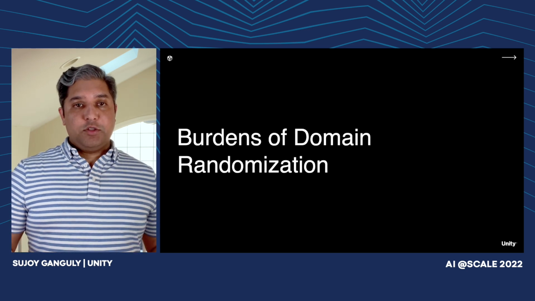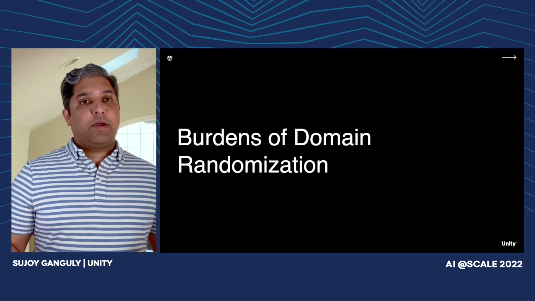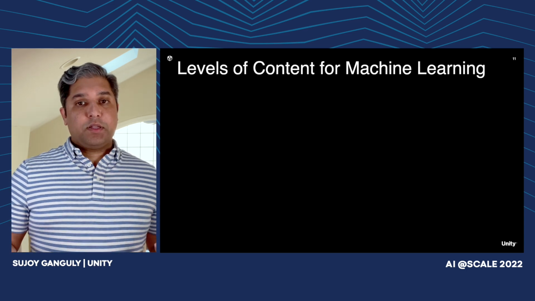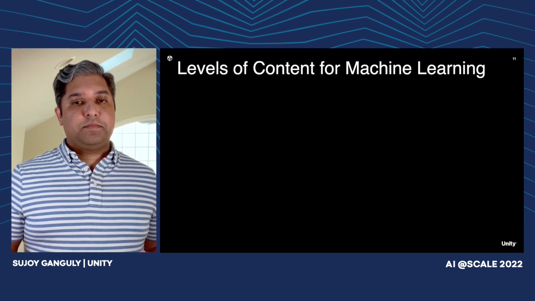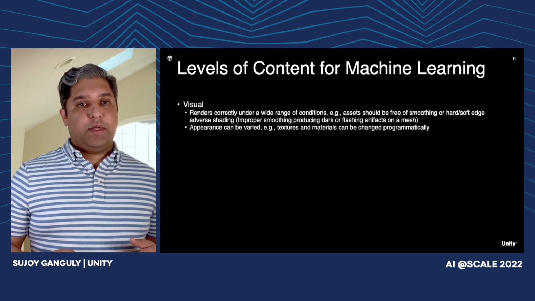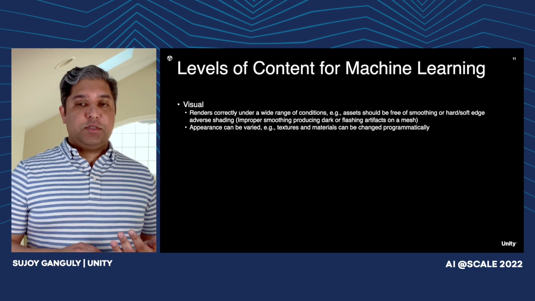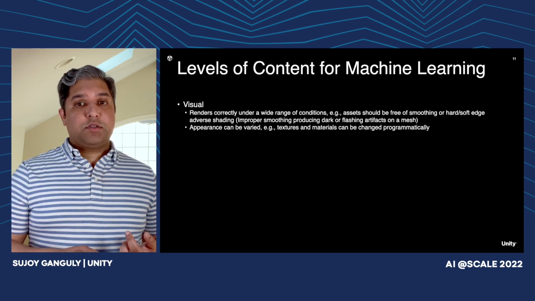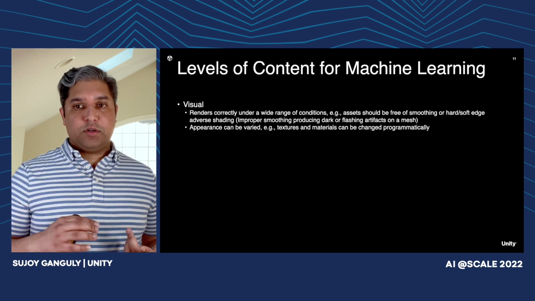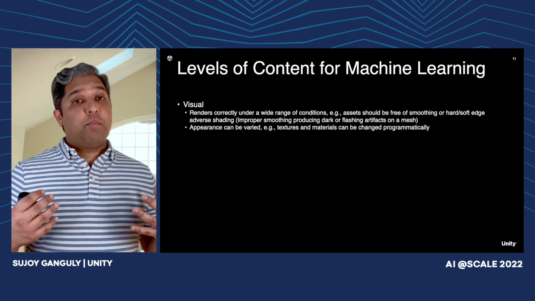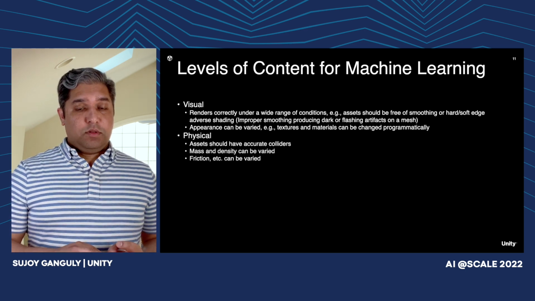Therefore, domain randomization, though a useful technique, does provide a certain burden on how you generate this content. Specifically, it establishes sort of levels of content in machine learning. So that is visual. Your content needs to render correctly on a wide range of conditions. The appearance needs to be able to be varied. Again, the intrinsic variations. So that means those textures, those materials need to be changed, and they need to be changeable programmatically.